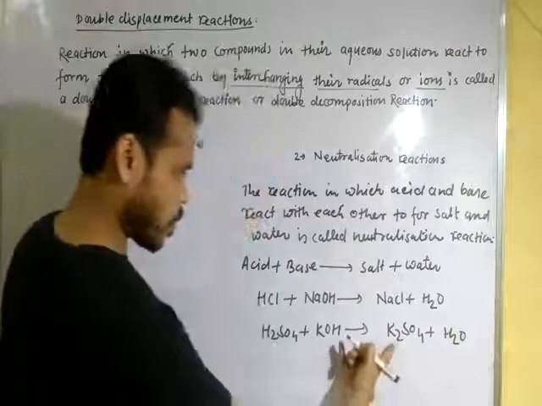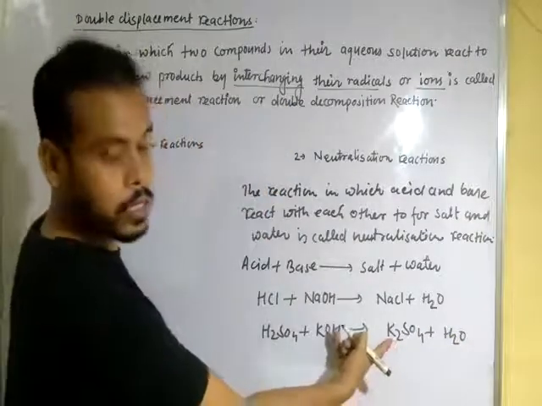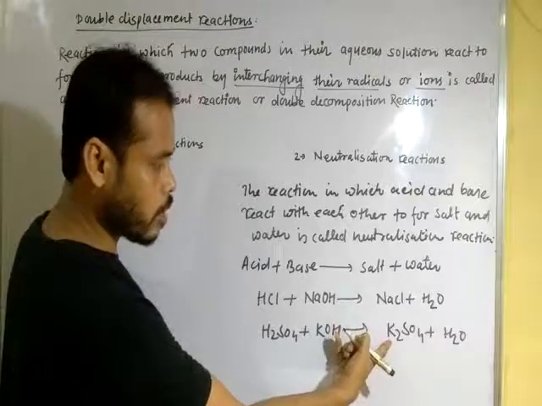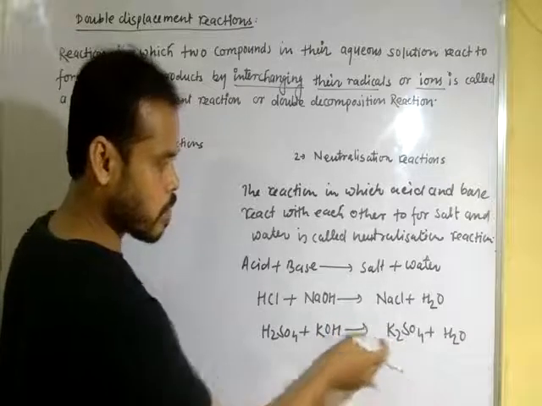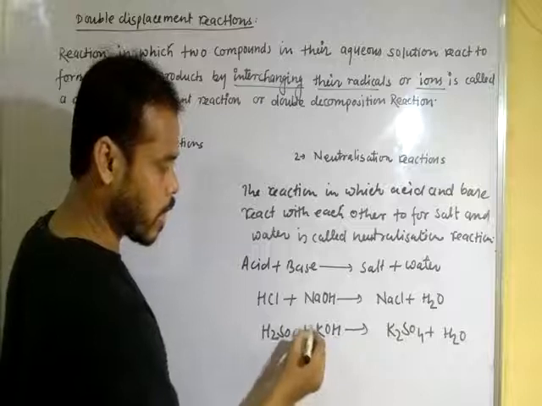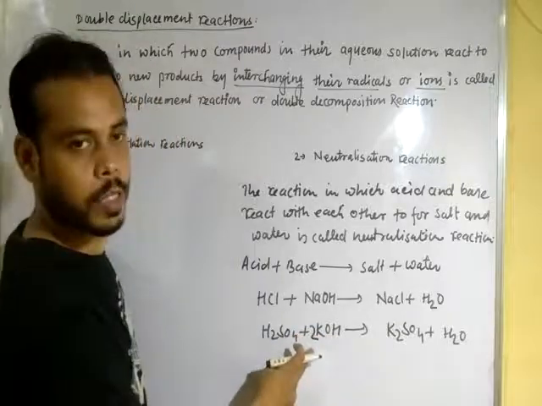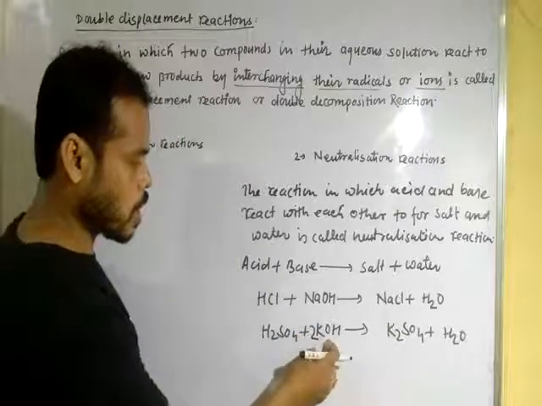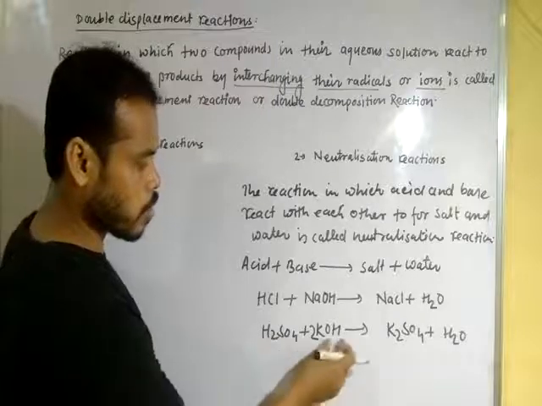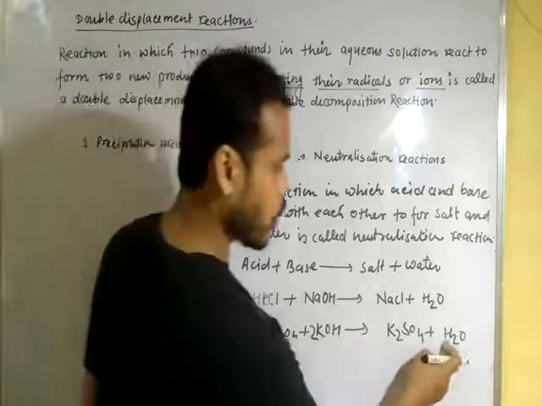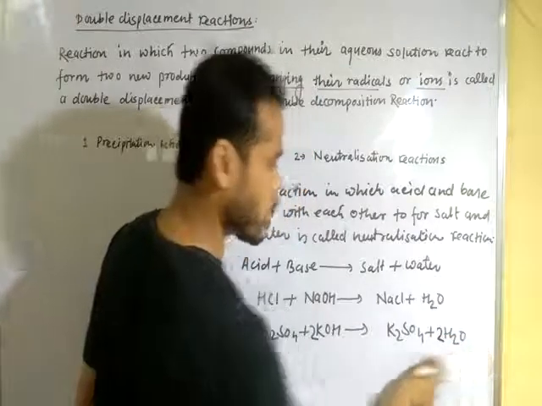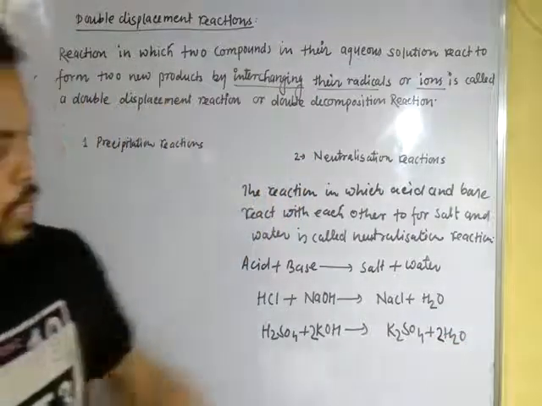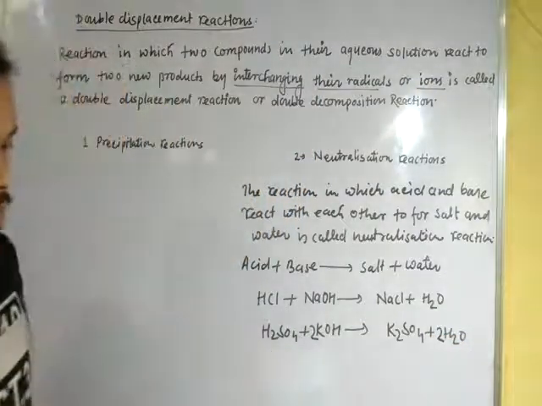To balance the potassium, on this side there are two potassium atoms, so multiply potassium hydroxide by 2. Now there are 2 oxygen, 2 hydrogen and 2 hydrogen, 4 hydrogen. Here there are 2 hydrogen, so multiply by 2. This reaction is a balanced reaction. This is potassium sulfate. Okay, dear student.